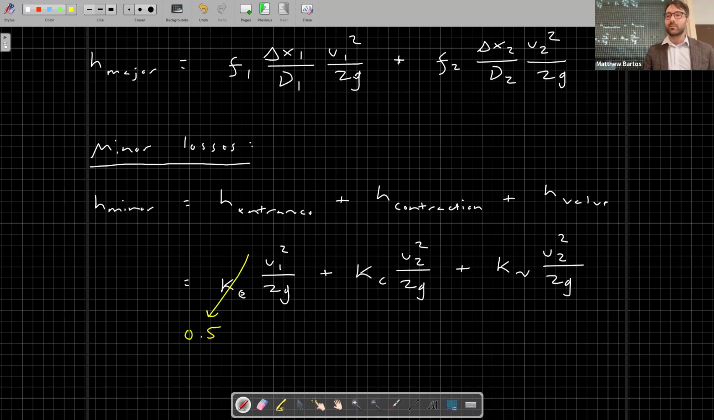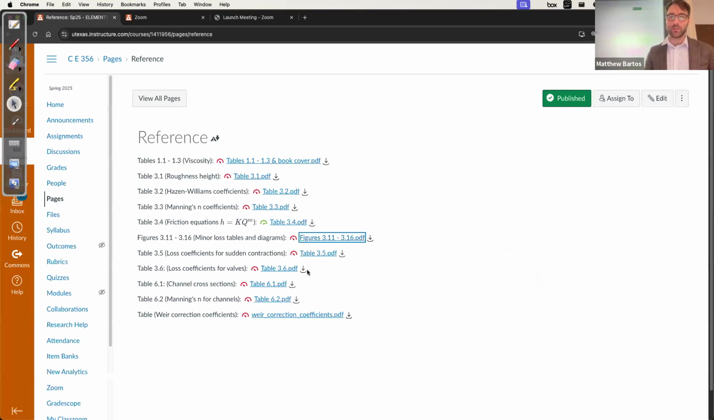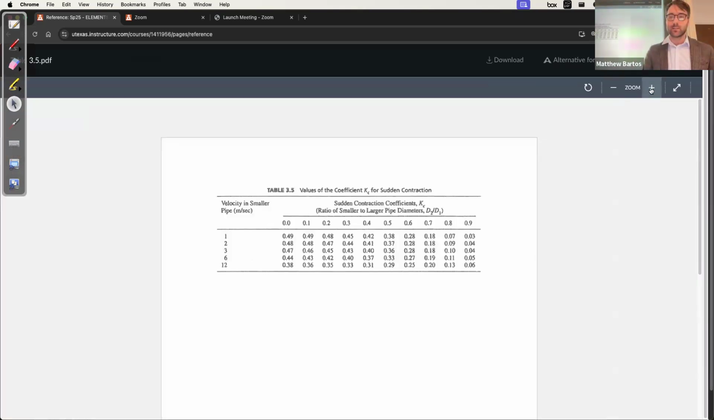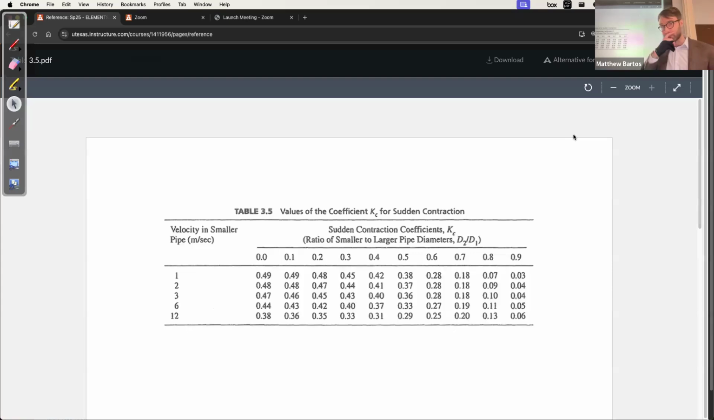Then we have our sudden contraction. That has its own table here. And okay, now we have a decision to make. It depends on both the velocity in the smaller pipe as well as the ratio of pipe diameters. So what's the problem here? Yeah, we don't know the velocity yet, so we don't know the discharge, so we can't compute the velocity. So we're going to have to make an educated guess. We do know the ratio of smaller to larger pipe diameters. The larger pipe diameter is 40 centimeters, the smaller pipe diameter is 20 centimeters, so our ratio is 0.5.